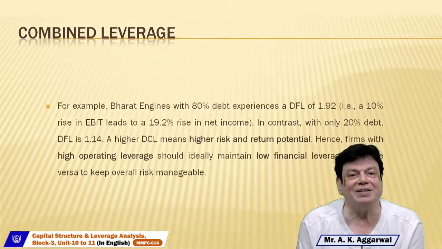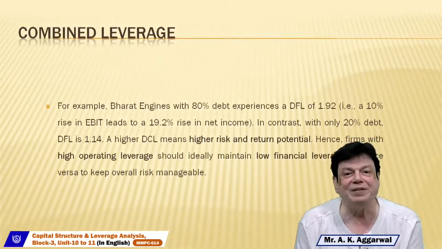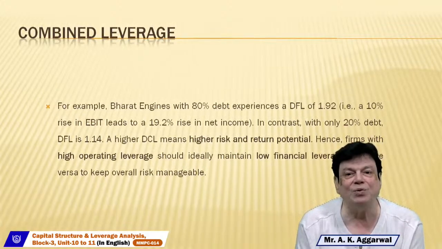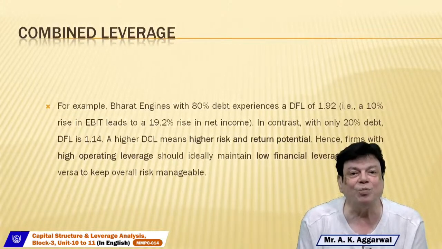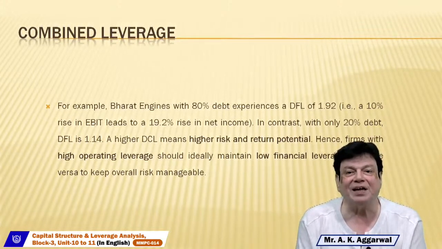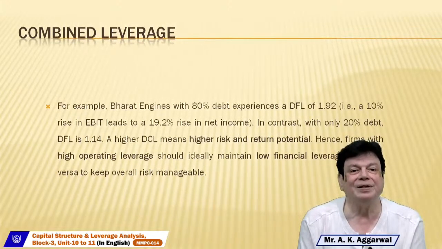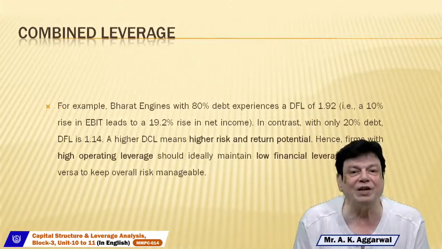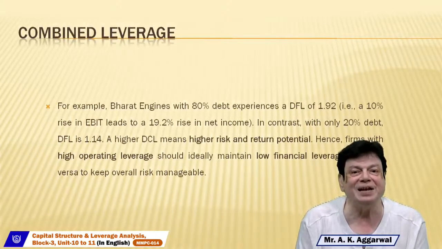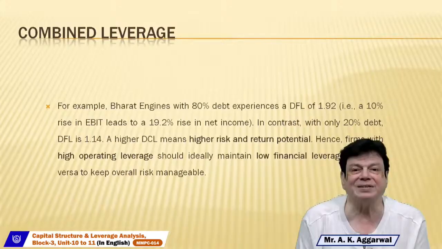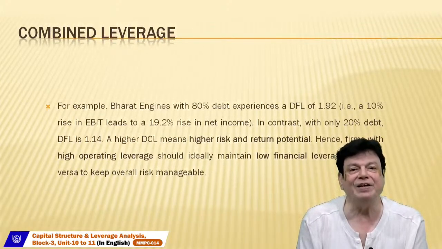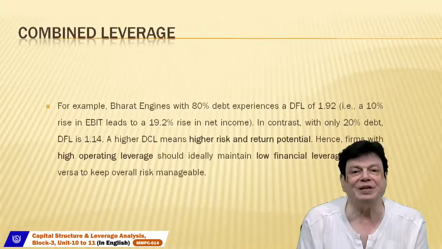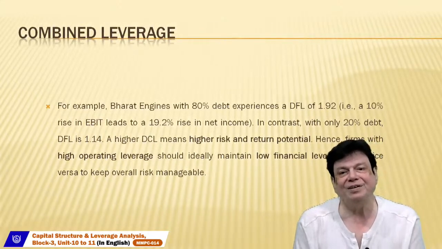For example, Bharat Engines with 80% debt experiences a DFL of 1.92, that is, a 10% rise in EBIT leads to a 19.2% rise in net income. In contrast, with only 20% debt, DFL is 1.14. A higher DCL means higher risk and return potential. Hence, a firm with high operating leverage should ideally maintain low financial leverage.